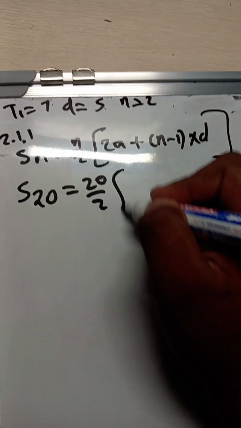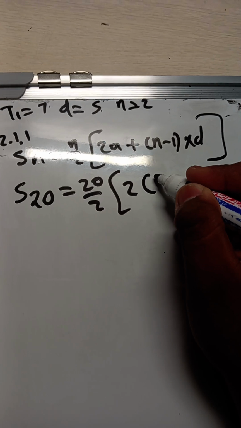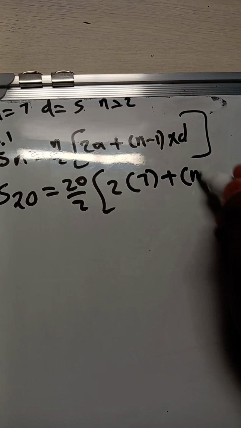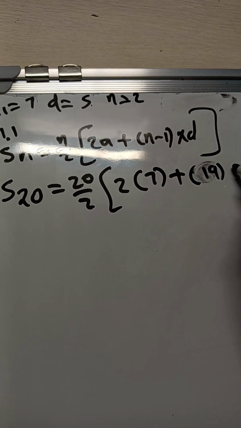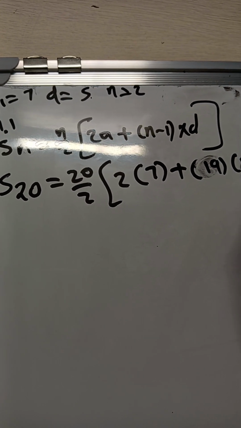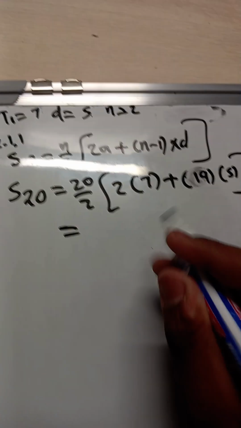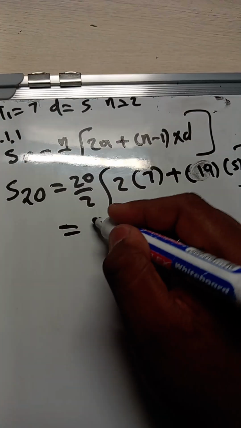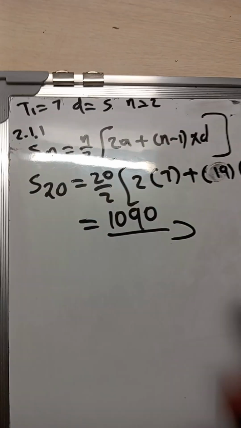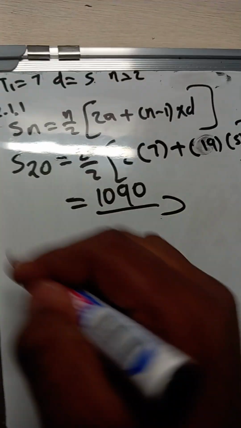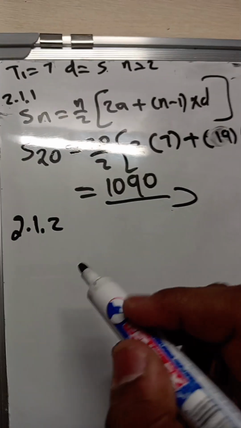20 over 2, 2 times a, which is 7, plus n, which is 20 minus 1, 19, times 5. Then what do you get from all this? The answer that you'll get is going to be 1090. Okay, so this is the answer for the sum of this series. I like this question, 2.1.2.